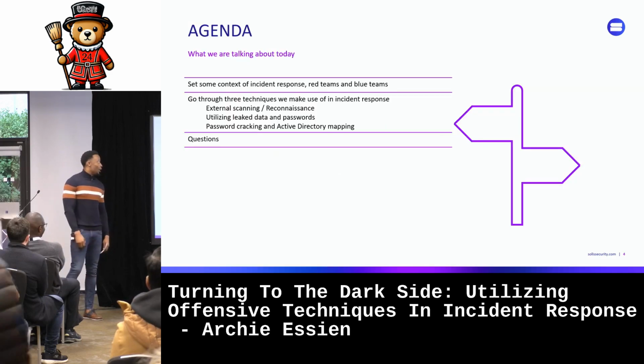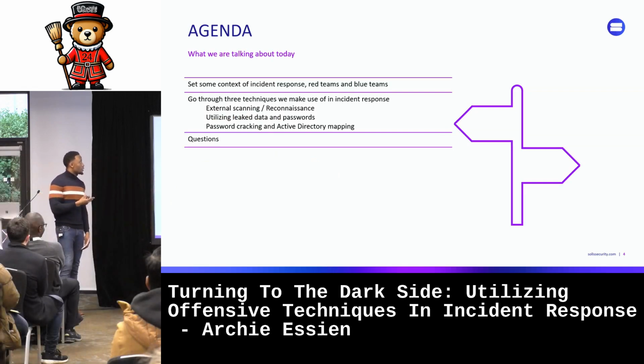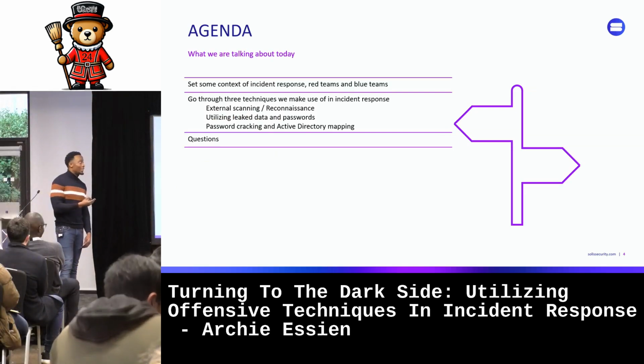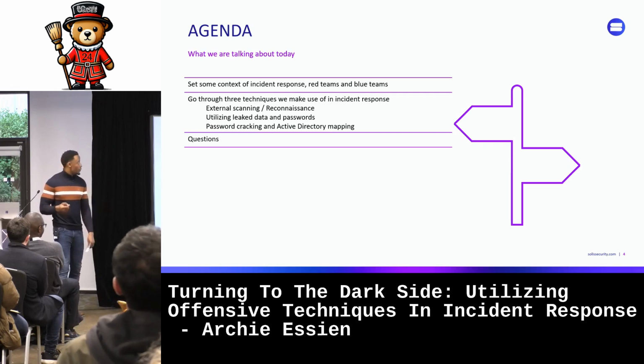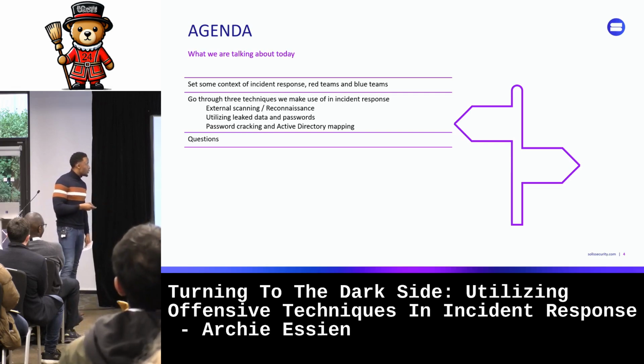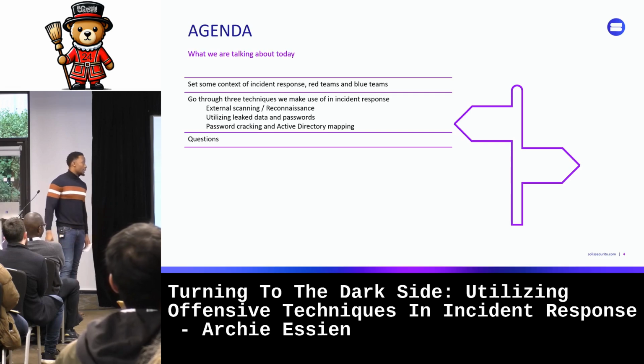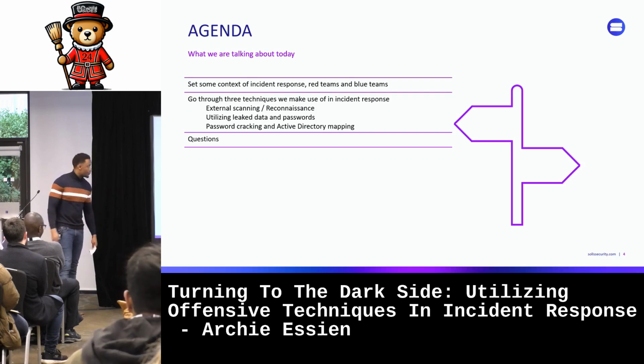So today's agenda and what we're going to be talking about. So some context in regards to incident response, red team and blue team. So cybersecurity 101. Go through some techniques we make use of in incident response, external scanning, and a few other techniques or other scenarios we've been faced with. And we'll have time for questions at the end.